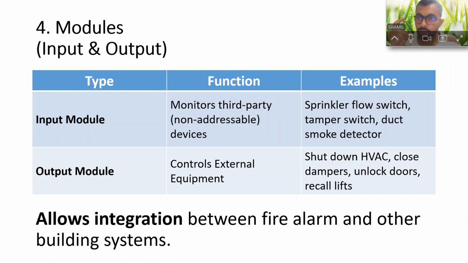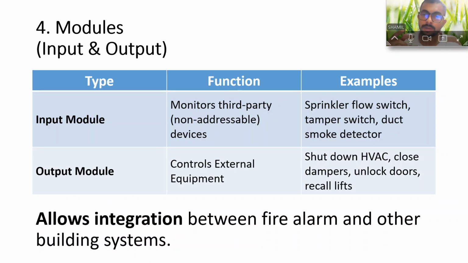The modules are of two types. The first type is the input module, and the second type is the output module. The input module monitors the status of the third-party system, that is, the non-addressable devices. For example, the sprinkler system is one system that the fire alarm system has to be interfaced with.